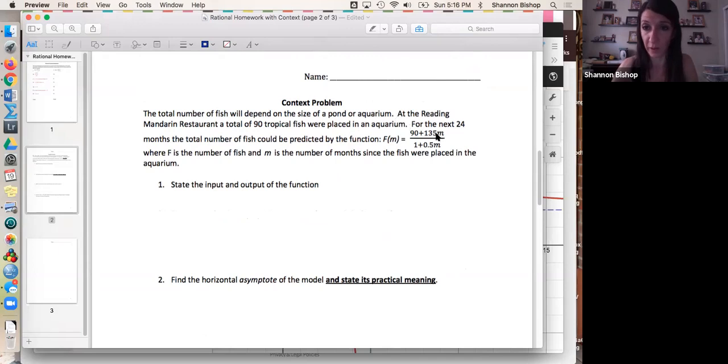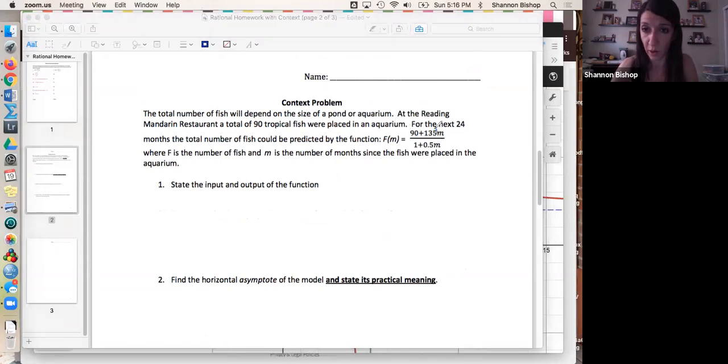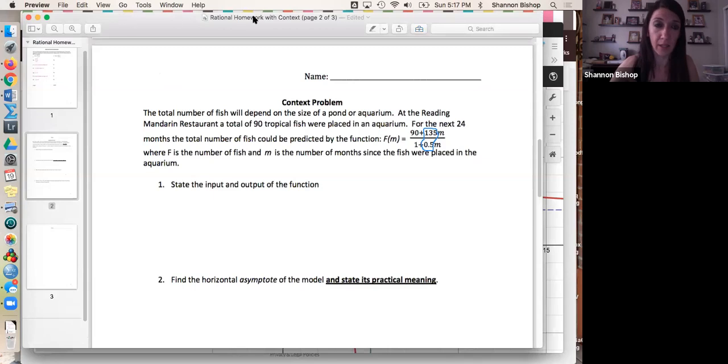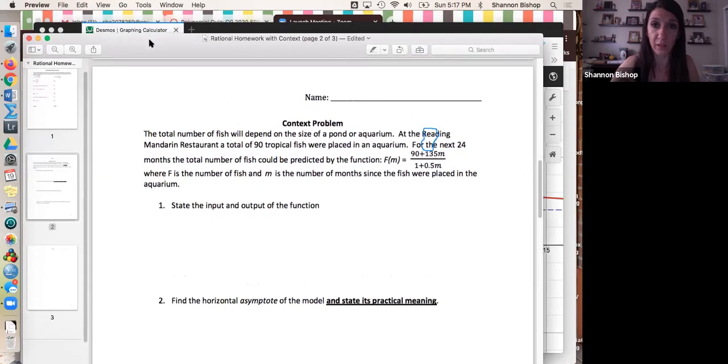So where is my variable? It's right here. Where are the coefficients? They are right here, 135 and 0.5. So as far as my horizontal asymptote is concerned, it is at whatever 135 divided by 0.5 is.